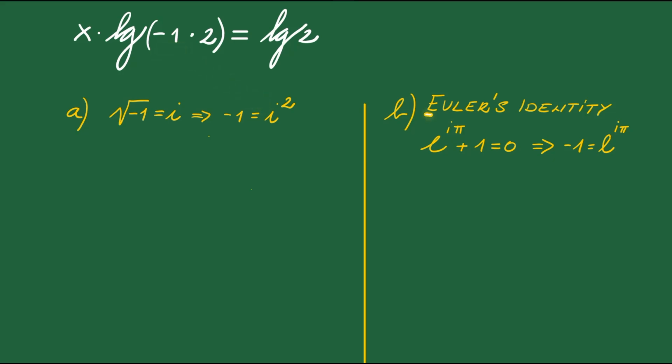The other way is to use Euler's identity. Given e to the power of I times pi plus 1 is equal to 0, we can replace -1 with the expression e raised to the power of I times pi.